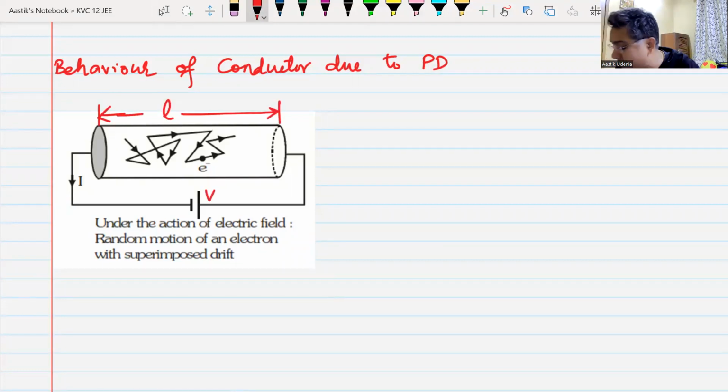Because of this applied potential difference, there is an electric field applied across the conductor. Yes or no? Yes, sir. Because of this potential difference, the direction of electric field will be from right to left. The value of this electric field, since the potential difference is constant, will be equal to V by L. Do we understand this? Yes, sir.